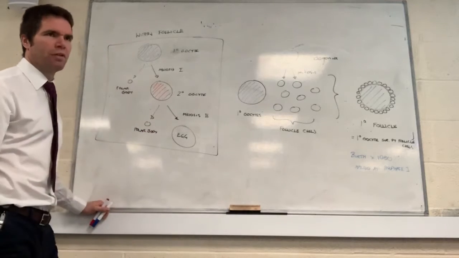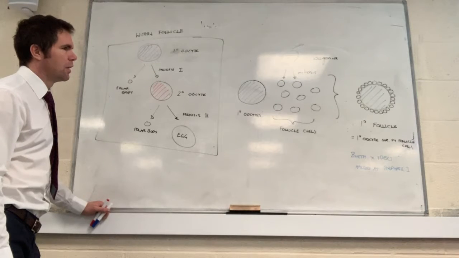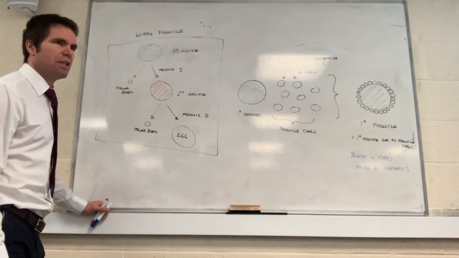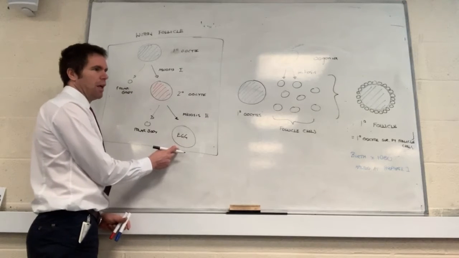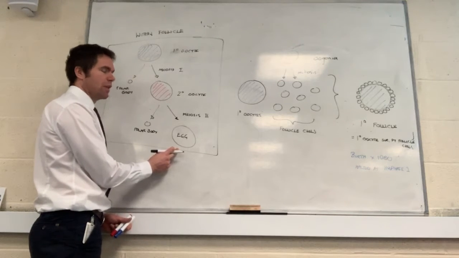So I frequently get asked, what's the point of the polar body? Well, the point of the polar body is it gets rid of the other DNA that we don't really need. So really what we want here is a haploid cell with half of the DNA content as our original cell.